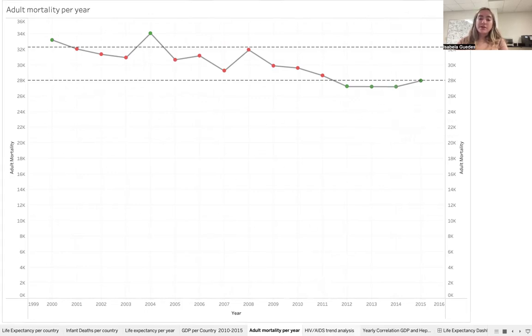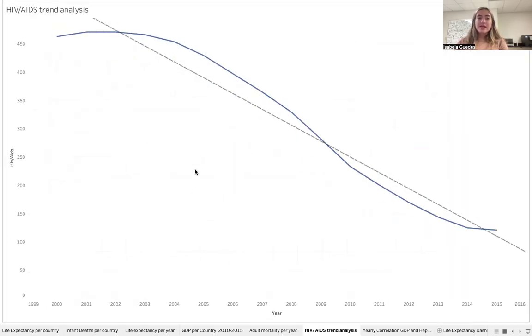This is a control chart. This is a line chart, a trend analysis chart that shows the numbers for HIV and AIDS cases between 2000 and 2015. It goes from having 471 in 2002 and decreasing to 120 in 2015. So it's very possible to see there is a decreasing trend in the HIV cases.